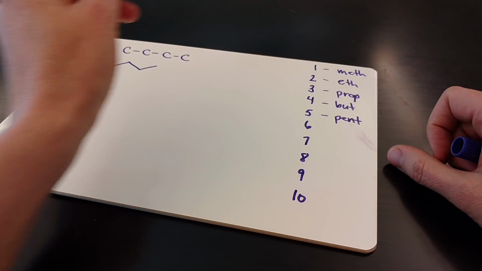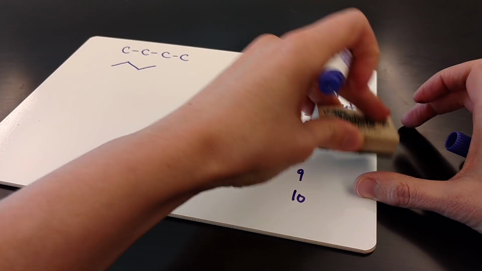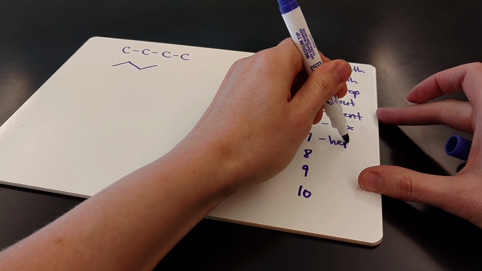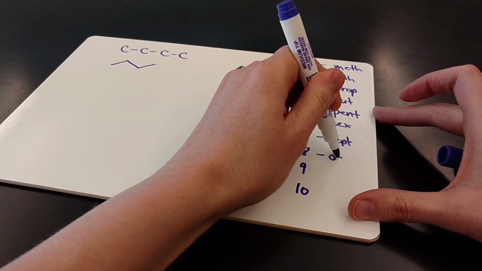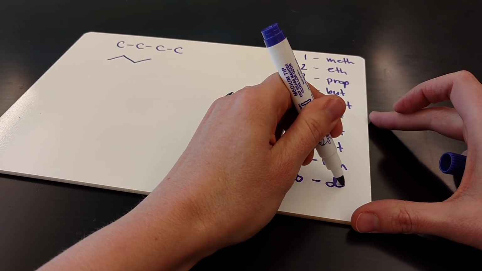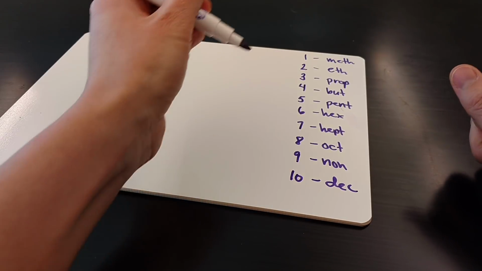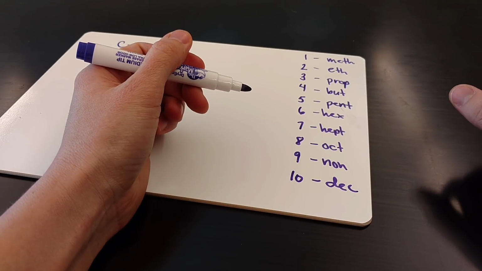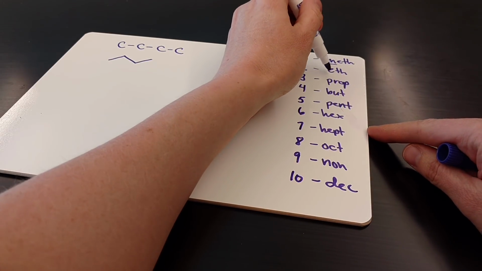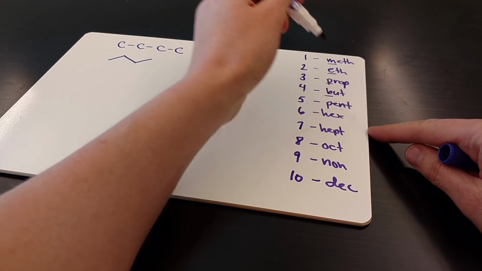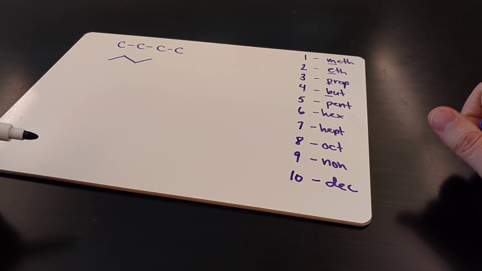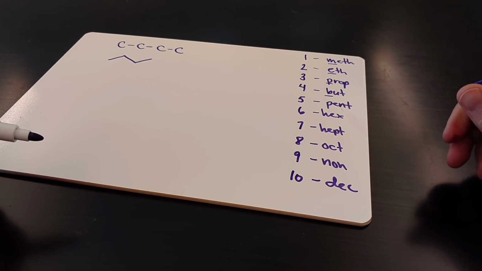So pent for 5. Hex for 6. Hept for 7. Oct for 8. Non for 9. And dec for 10. The first 4 are really the weird ones. So if you already have your geometry down for these bottom ones, the first 4 are weird. And one of the things that I've done is I've come up with a little mnemonic device. Mary eats peanut butter, in order to help me remember those 4. Mary eats peanut butter.